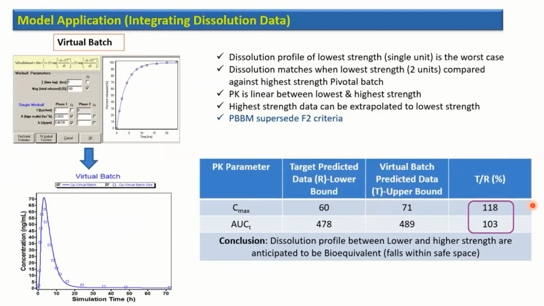Now, the model was developed using the highest strength, and we extrapolated to the lowest strength because the PK was linear and the dissolution differences were observed because of the differing conditions.